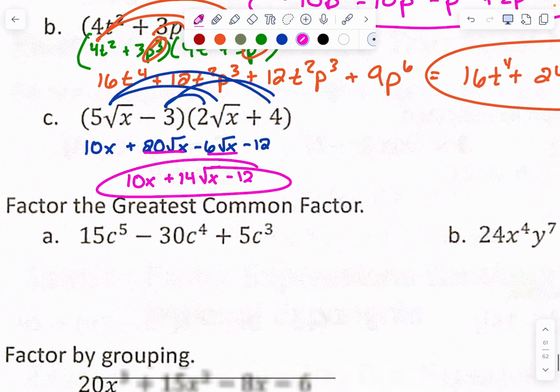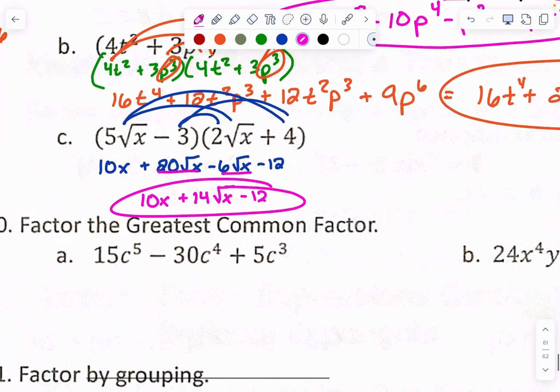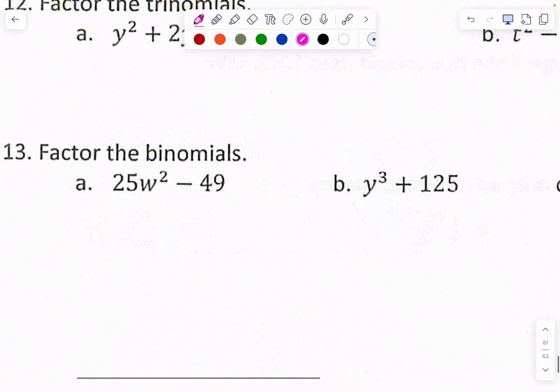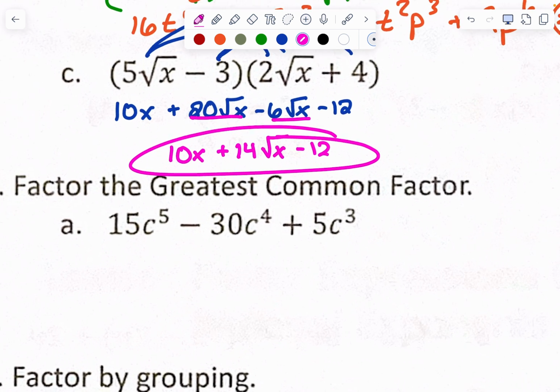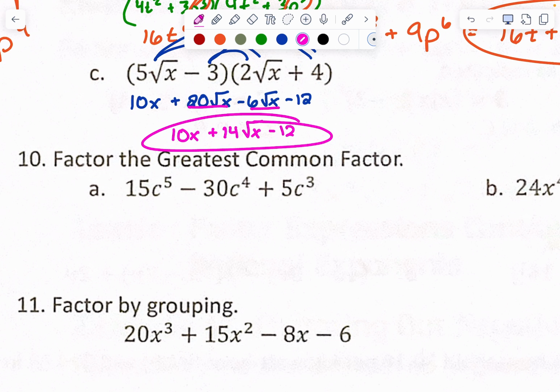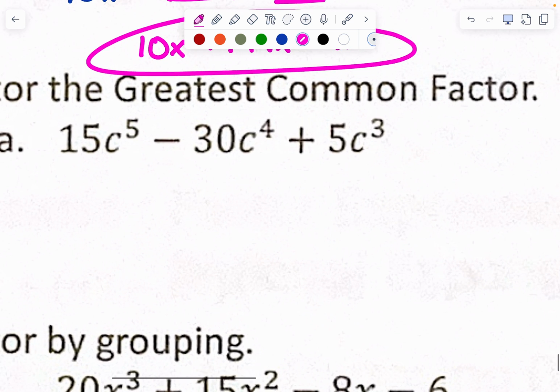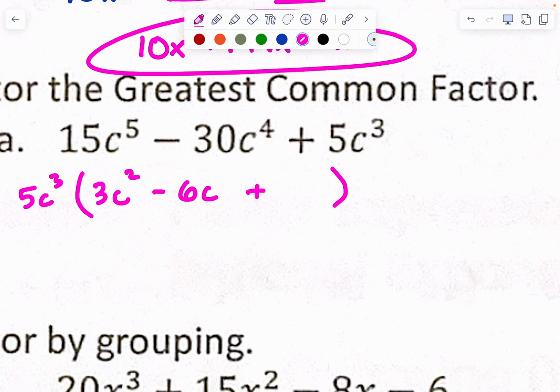What are we doing? You just pull something out. Look at that. You just pull out a 5. Greatest common factor. 5c. Okay. This is like 6th grade. 5c cubed, because if we take the smallest one out, right? Left over is 3c^2 minus c plus 1.